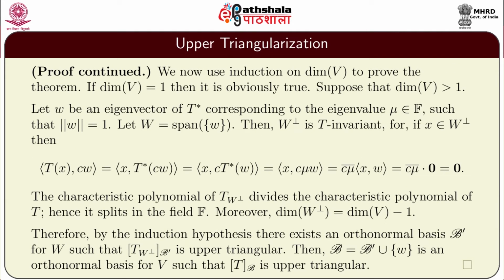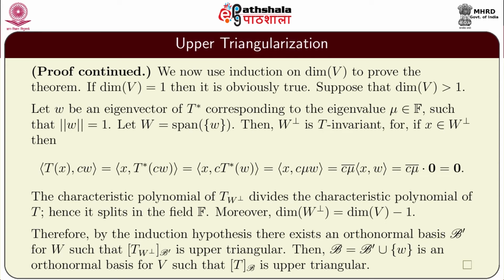We now use induction on the dimension of V to prove the theorem. If the dimension of V is 1, then it is obviously true. Suppose that the dimension of V is greater than 1. Let w be an eigenvector of T star corresponding to the eigenvalue mu in F, such that the norm of w is 1. Let W denote the span of this singleton w.